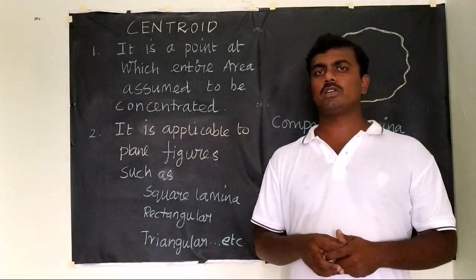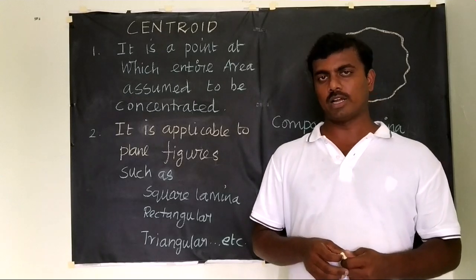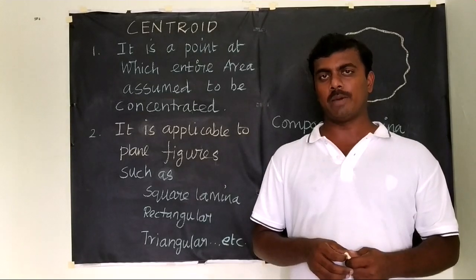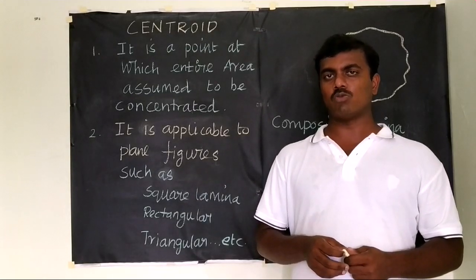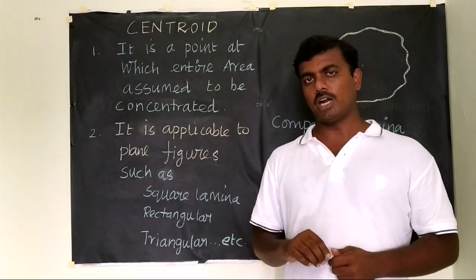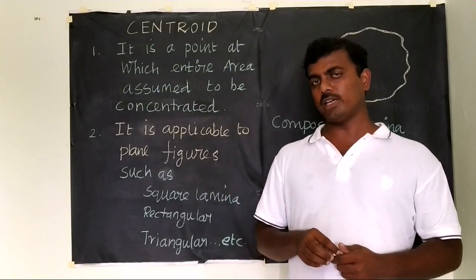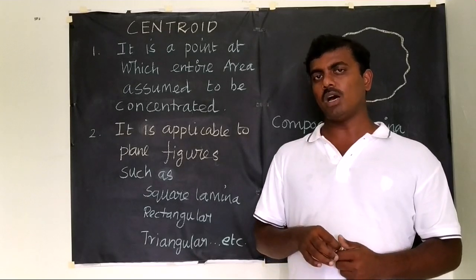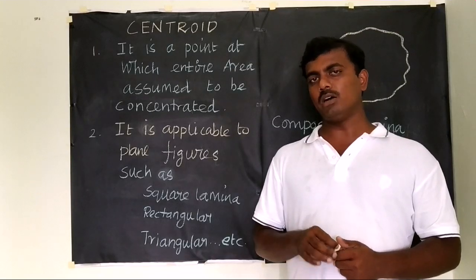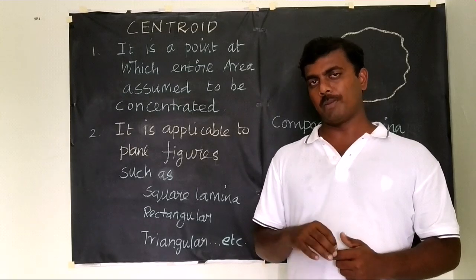Hi friends, in this video I am going to explain what is centroid, then how to locate centroid on irregular lamina. Let me discuss one by one. Now what is centroid? Centroid is a point at which the entire area of the lamina is going to act. Generally this concept is applicable to plane figures such as rectangular lamina, square lamina, triangular lamina and composite lamina.